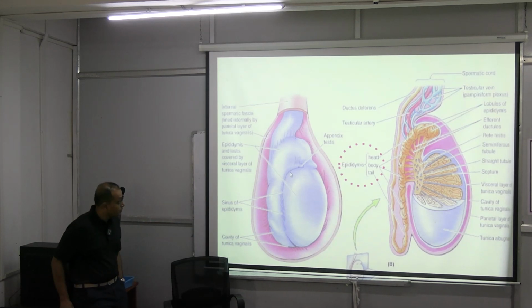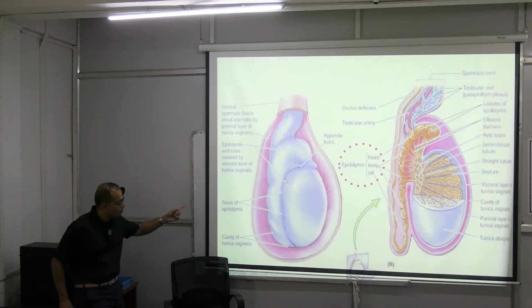So, this sinus of epididymis is a gap between the body of the testicle and this epididymis, which is present on the lateral side or posterior lateral side of the organ. So, this gap is visible from the posterior lateral side. On the opposite side, we do not see this gap present.